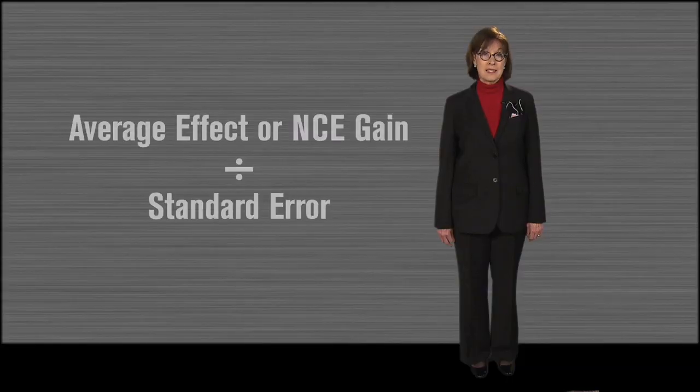The same process applies to both school and district level calculations. The indices are calculated by finding the average effect, or NCE gain, and then dividing by the standard error. The new index is then converted to a level based on the same table as the teacher effect.